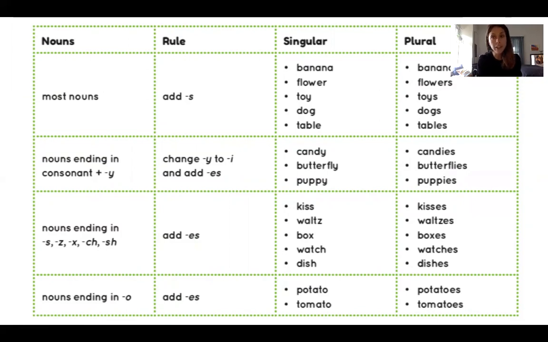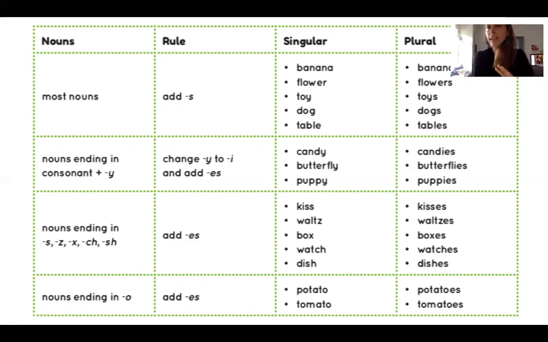So for regular nouns, this is the first category, right? We see this, most nouns add S. Banana turns into bananas, flower turns into flowers, so on and so forth. So these are regular nouns. Those are nouns that only take an S. Irregular nouns are this group starting underneath the first row. So nouns ending in consonant plus Y changes to I and add ES. Candy becomes candies. Butterfly becomes butterflies. Puppy becomes puppies. Now, I want to give you an exception.